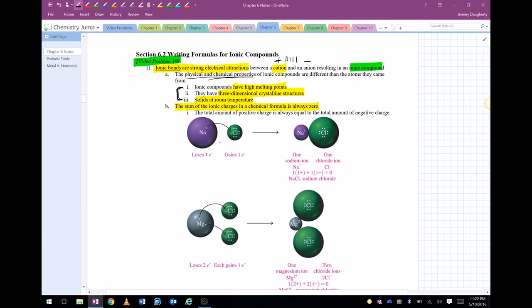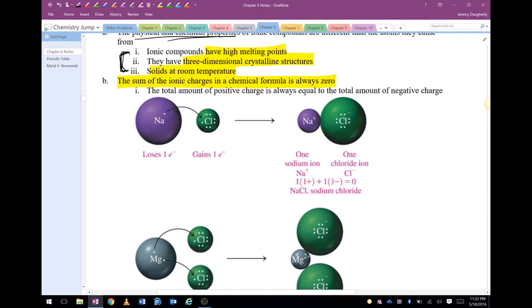Here's sodium and chloride getting together. Here's sodium with its one valence electron. It's going to lose its one valence electron because it's a bigger atom. Here's a smaller atom coming close to it. So that smaller atom is going to have a greater force of attraction. It's going to attract that one electron.